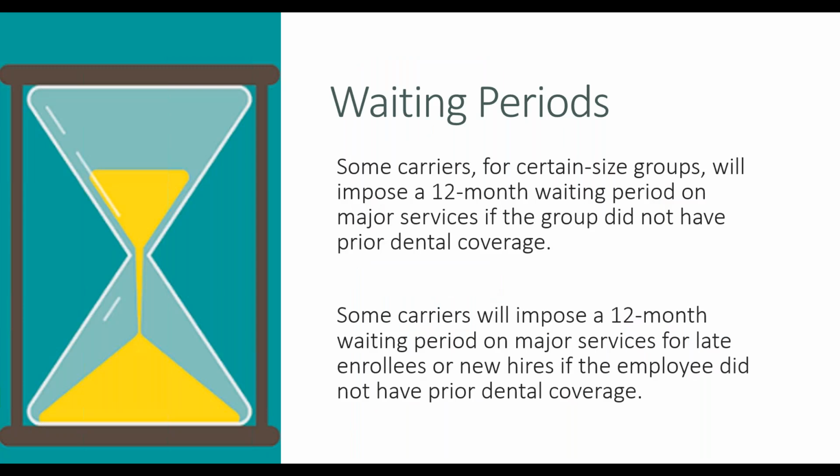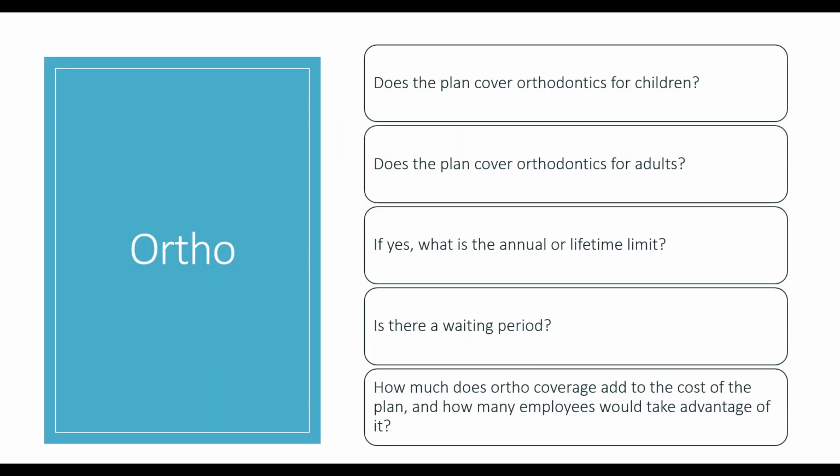One other important point has to do with waiting periods. Is there a waiting period on major services? With some plans there is, with some there isn't, unless the group and the member had prior dental coverage. So that prior dental coverage could offset a 12-month waiting period on major services. With some plans, they might impose a waiting period on groups under 10, but over 10, there is no waiting period. Usually, if there's a late entrant, then they would have a waiting period on their major services.